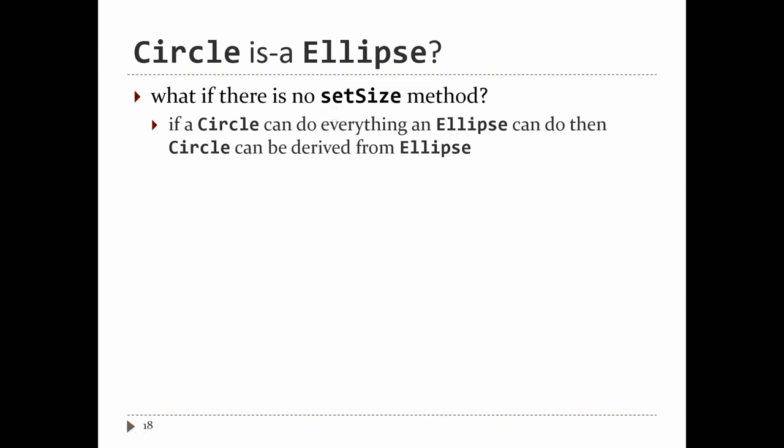Okay, so what happens if there is no set size method? Then you might be able to have circle inherit from ellipse. But you still have to check, what do all the other methods do? If there's a method in ellipse that a circle object can't satisfy, then you should not have circle inherit from ellipse. Now, there's nothing in the language that stops you from having circle inherit from ellipse, so this is something that the programmer has to be aware of. You have to always be looking out for, can my derived class object do everything that the parent class object can do?